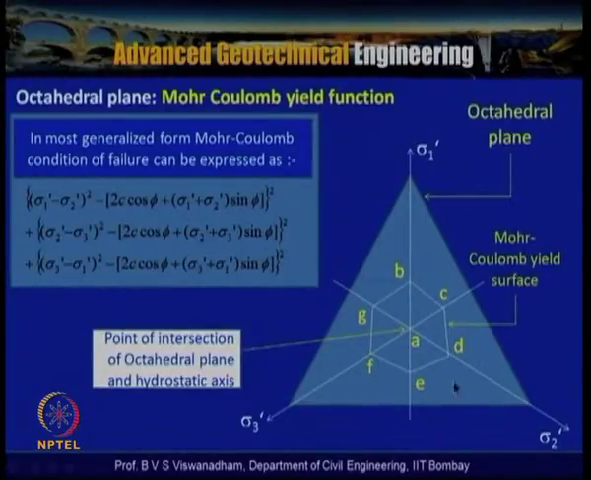The Mohr Coulomb yield surface is indicated by this surface, GFEDCB, and A is the point of intersection of the octahedral plane and the hydrostatic axis. This is the point A through which the hydrostatic axis passes, where sigma 1 is equal to sigma 2 is equal to sigma 3. You can see that these are the points of intersection of the octahedral plane. The Mohr Coulomb failure surface is defined or limited by this GFEDCB surface, and this is called the Mohr Coulomb yield surface.